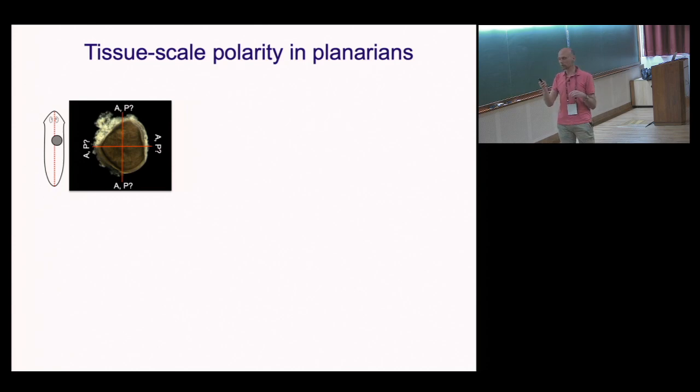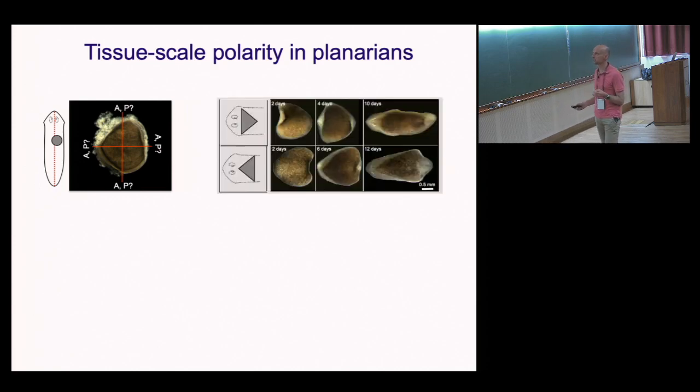Now, one simple way you can ask this question is, for example, by cutting a triangle out of the head of the animal. In both cases, the shape of the tissue piece that regenerates is exactly the same. It also comes from the same body area of the worm, except that in the first case, the flat side of the triangle is facing forward, whereas in the second case, the tip of the triangle is facing forward.